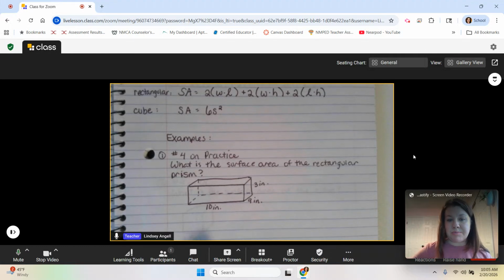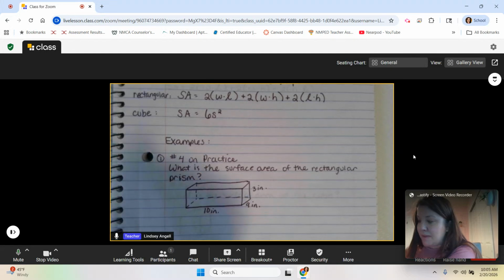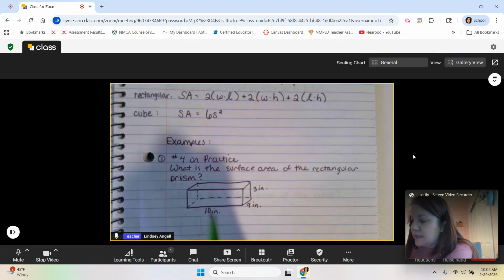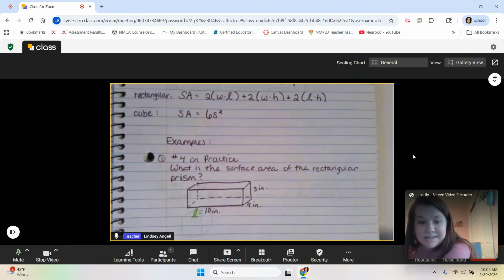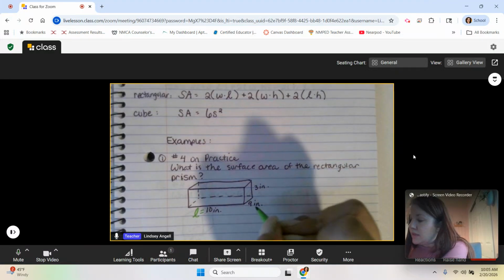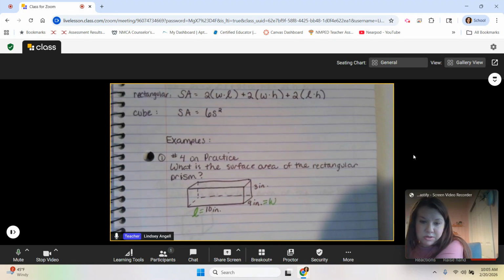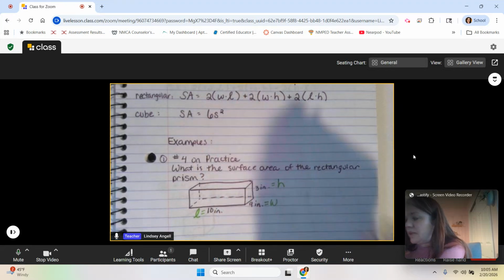So for our first example here, this is number 4 from your practice. It says, what is the surface area of the rectangular prism? Now we are given 3 different values, okay? And to some extent it doesn't really matter what we label each of them as, but I'm going to say this is maybe the length of the box, so I'm going to label that as L. I usually use a cursive L so that way it doesn't look like a 1. This 9, that would be the width of the box. Right? Length times width, those are always perpendicular to each other. And then the height of the box is 3.